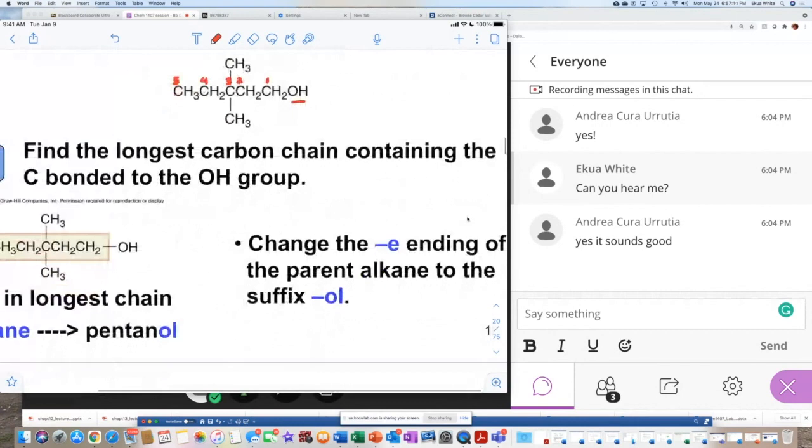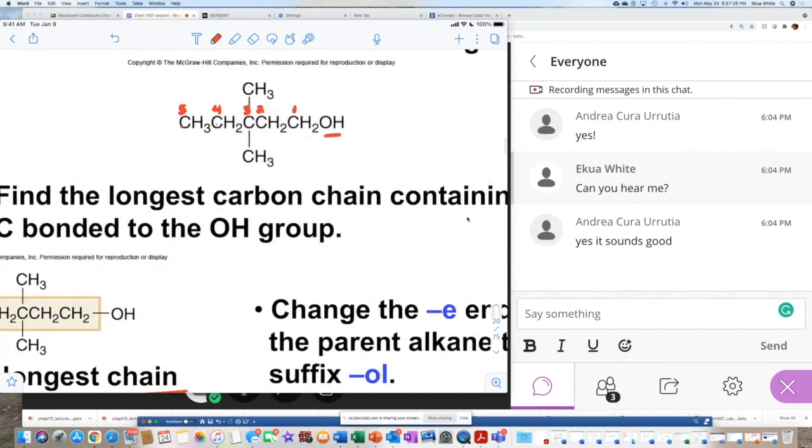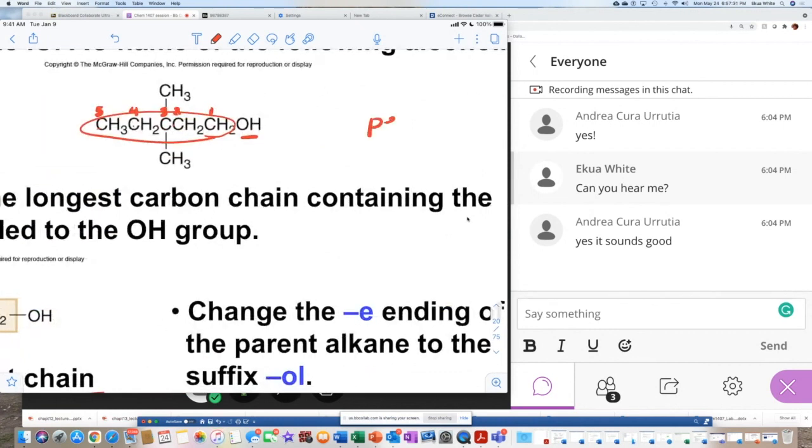Let me try to follow what they're saying. They say name the longest chain like it was an alkane and then replace the E with ol. So let's do that right here. If this was your alkane having 5 carbons, you would name it pentane, right? But we know it's not an alkane because it has a functional group that's an alcohol. So replace the E with OL.